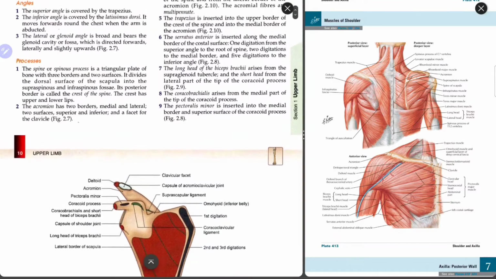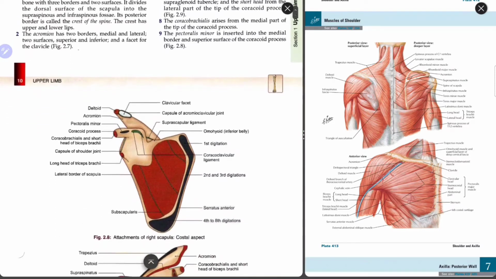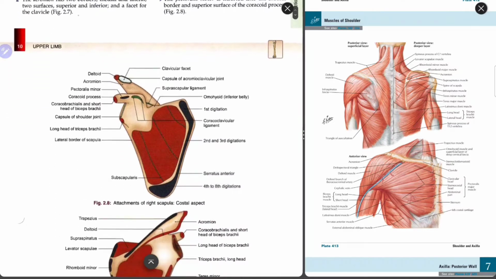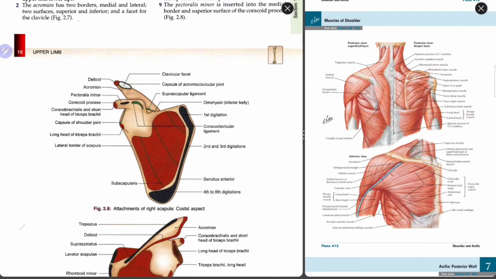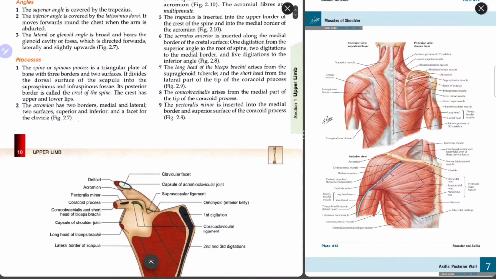Now, the next point is the long head of biceps brachii arises from the supraglenoid tubercle and the short head from the lateral part of the tip of the coracoid process. The supraglenoid tubercle is present over here, originating the long head of biceps brachii, while the short head arises from the tip of the coracoid process. This is the tip of the coracoid process. You can appreciate the long head of biceps brachii over here and the short head of biceps brachii over here.